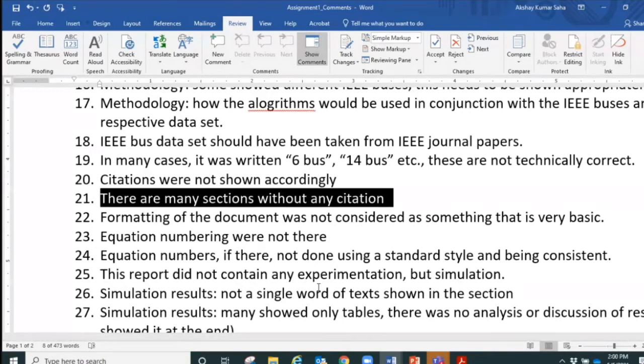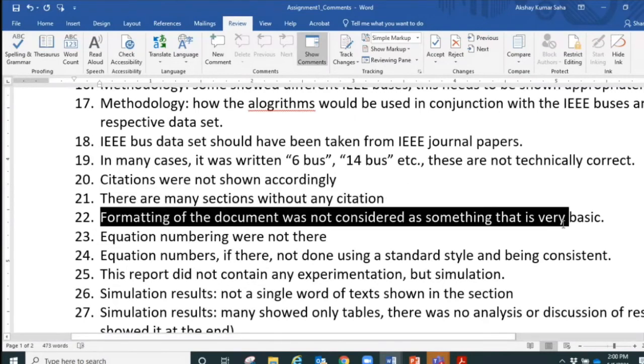These are technical aspects. You are saying something about Gauss-Seidel, you are saying something about Newton-Raphson, you are talking about the first decoupled method. There is no citation. Are you telling that you have developed the Gauss-Seidel iteration method, or the first decoupled method, or the Newton-Raphson method by yourself, if you are not showing the citation for each and every step? So that's also a serious thing.